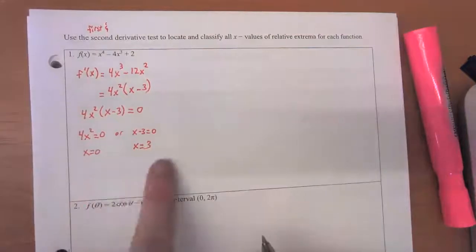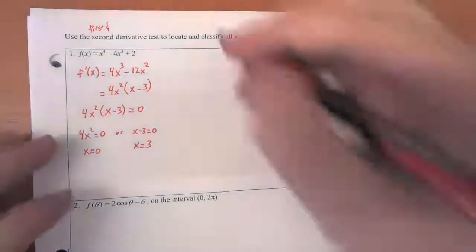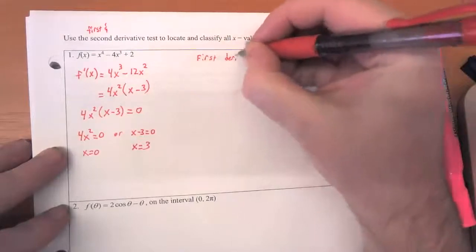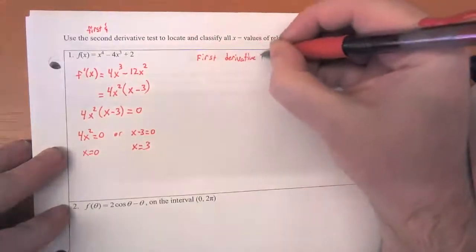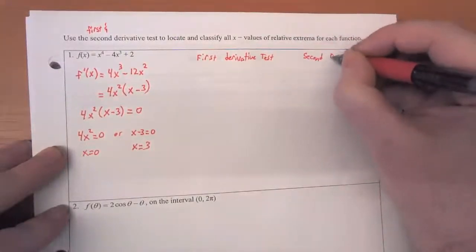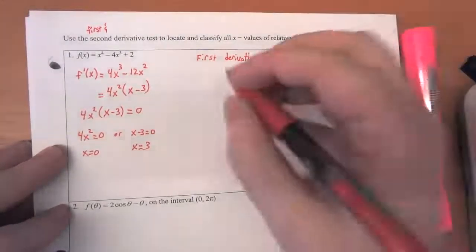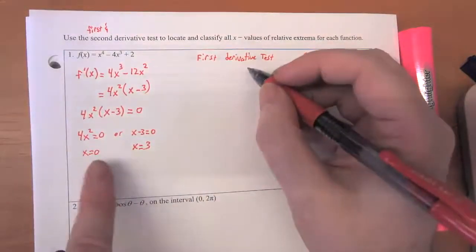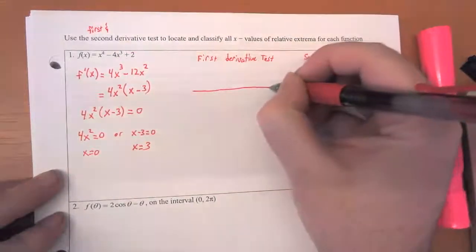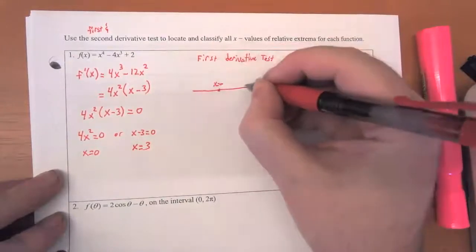All right, so here are the x coordinates of my two potential relative extrema. And why don't I over here show how we do this with the first derivative test, and over here with the second derivative test. All right, so the first derivative test, we've done this a couple times already. So I'm going to create a number line. And the two key parts on my number line are x equals 0 and x equals 3.